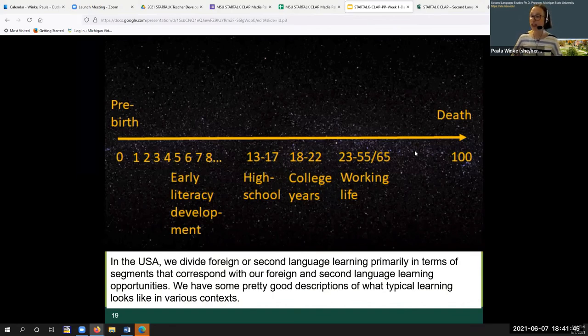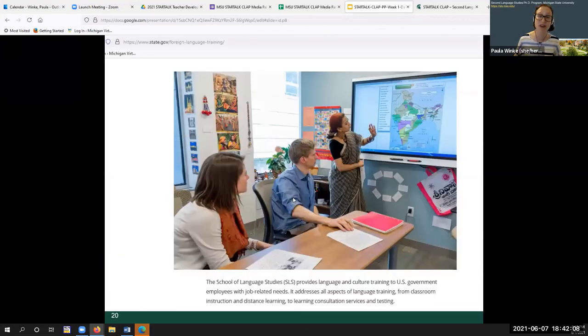So we have some pretty good descriptions of what typical learning looks like in various contexts. So here with us today, we have people in junior high from like 11, 12, up through high school, college, and we're not focusing on working life here. So the ACTFL guidelines are probably the most appropriate scale for us to use for measuring proficiency, but there are many others. So I wanted to just talk to you about the history of these scales for measuring proficiency.